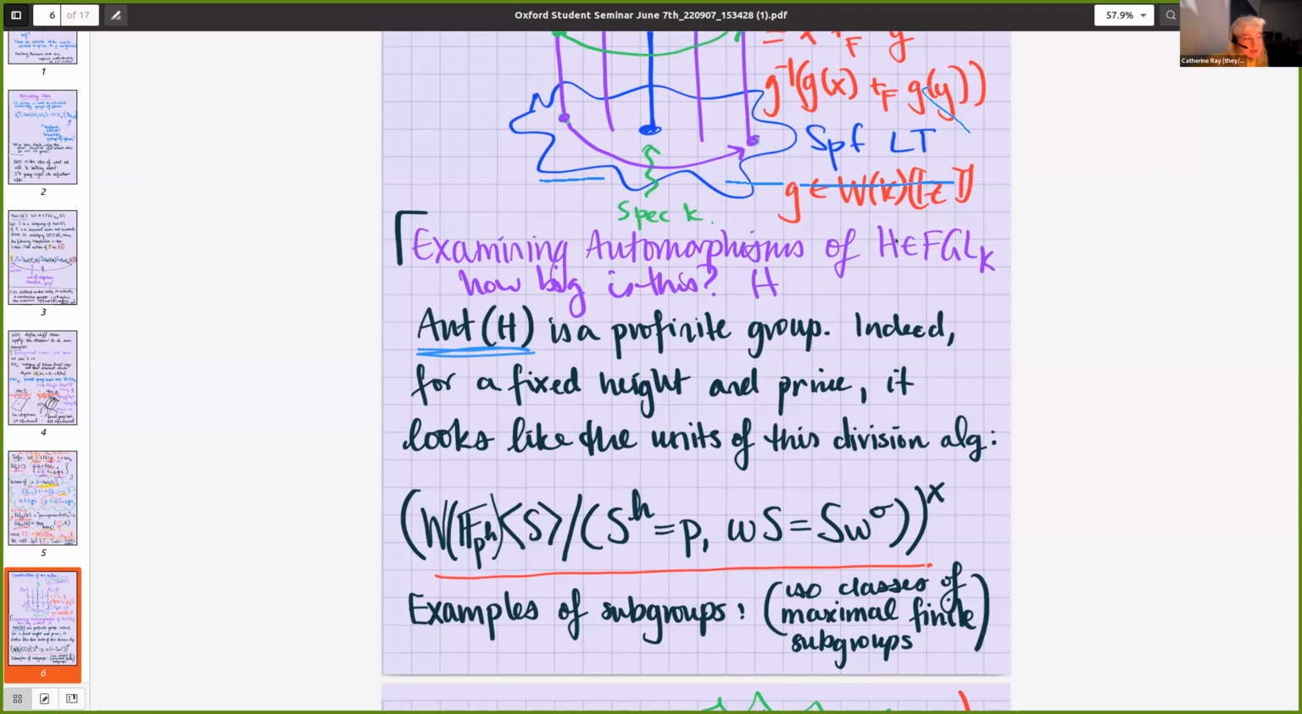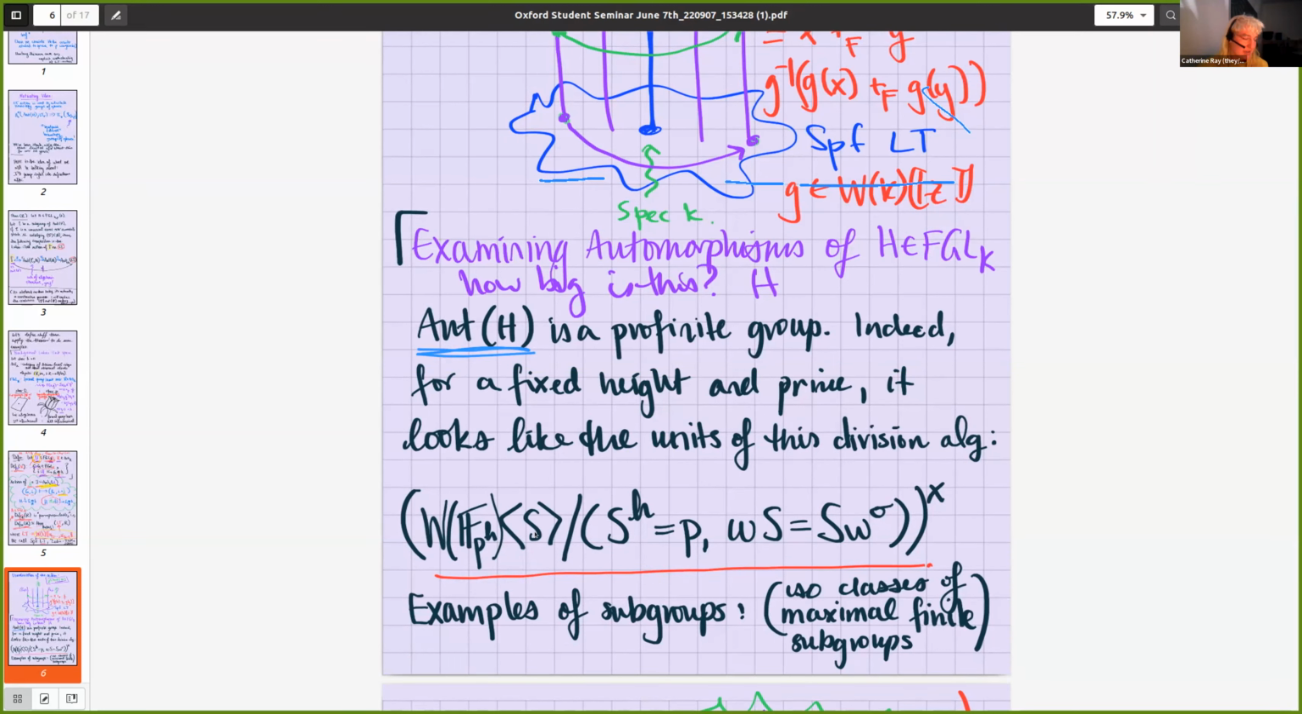So let's talk about this group of automorphisms of a given formal group H. How big is this group? What does it look like? This is a profinite group. It's very big. And for a fixed height and prime, it looks like the units of this division algebra, which is, if you haven't seen the Witt vectors before, you can think of the Witt vectors of F_p^h as Z_p adjoin a particular root of unity. Then we adjoin this generator S, and we say that S^h is equal to p.